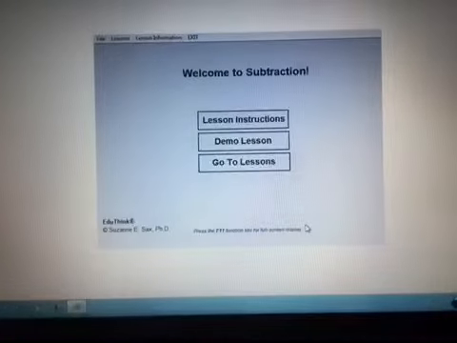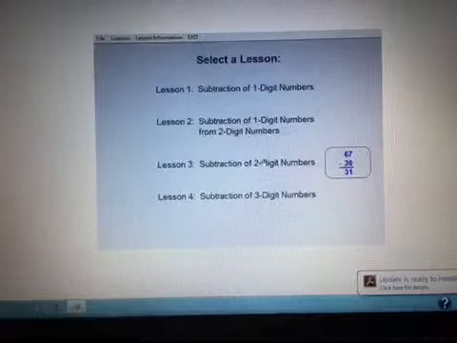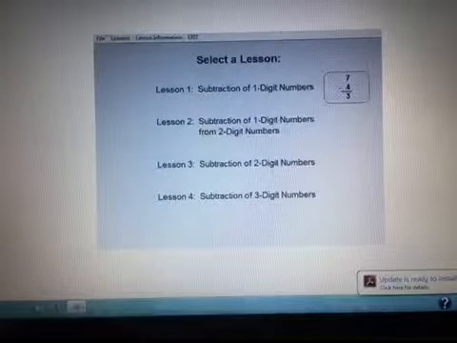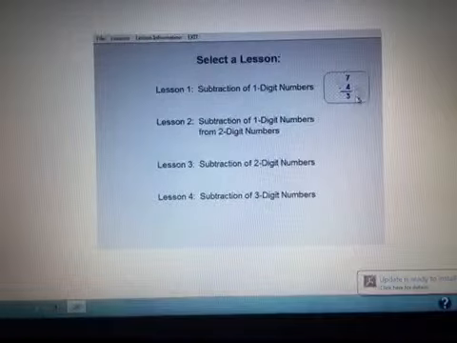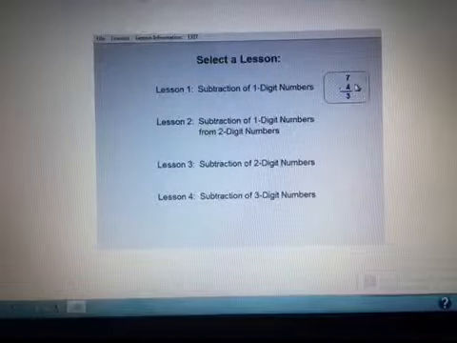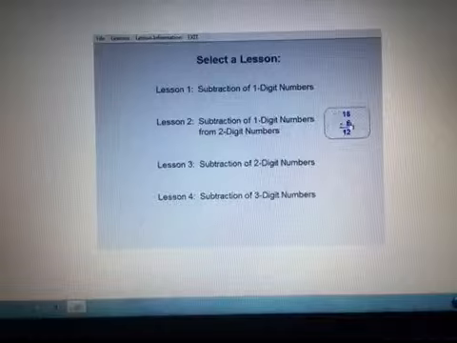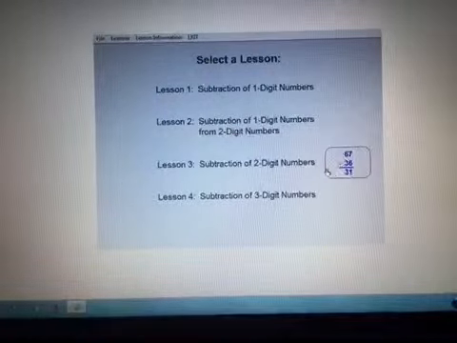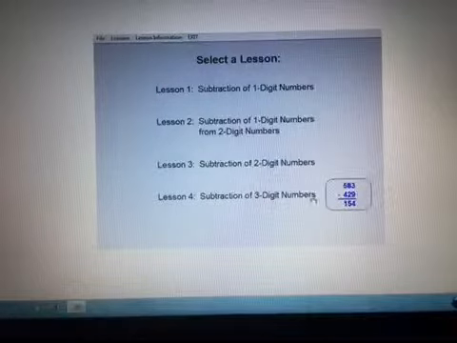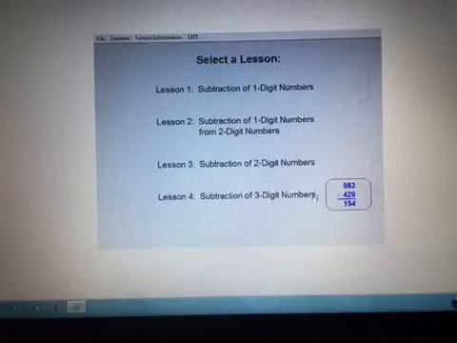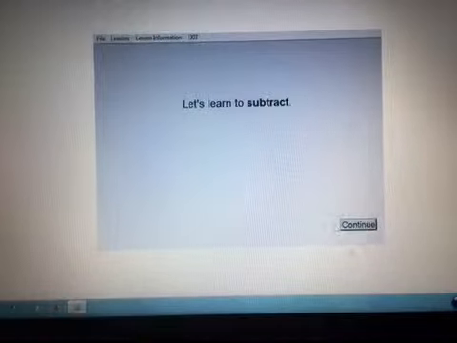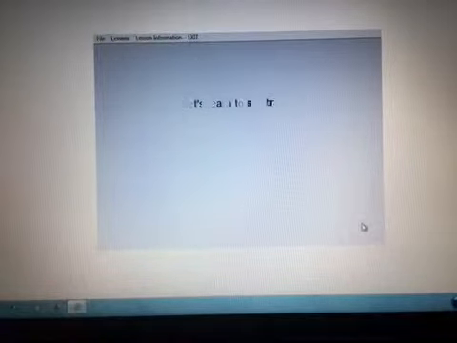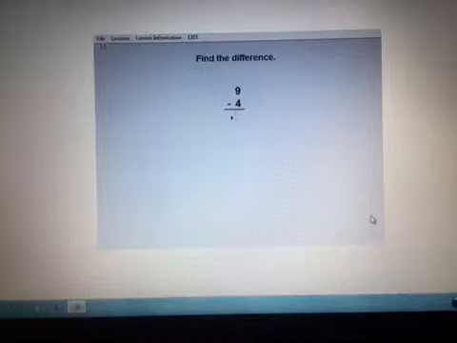Exit the demo, and then we'll go to the lessons. This is what the students see. So here we have the thumbnail that describes the strategy. 1-digit numbers from 2-digit numbers, 2-digit numbers and 3-digit numbers. Again, this represents a curriculum that could span 2 or 3 grades because it gets much more complicated.